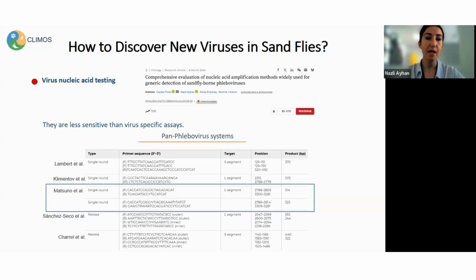Recently, we performed a comprehensive evaluation of these tests to see their sensitivity, with Dr. Ceylan Polat. And we saw that the Matsuno assay is one of the most sensitive pan-Phlebo assays for Phleboviruses. Because the pan systems are generally less sensitive than the virus-specific assays.